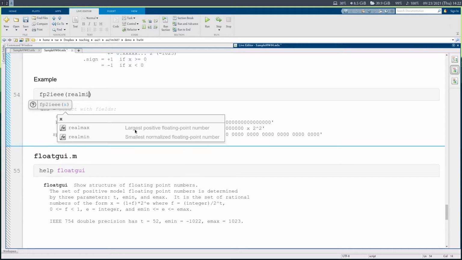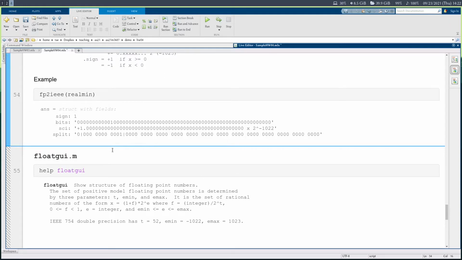For instance, we have this number called realmin. For realmin, we once again have a very clean number here, 1.0, and we multiply this by 2 to the power of negative 1022. Keep in mind that 1022 is the offset we've been talking about in the exponent.